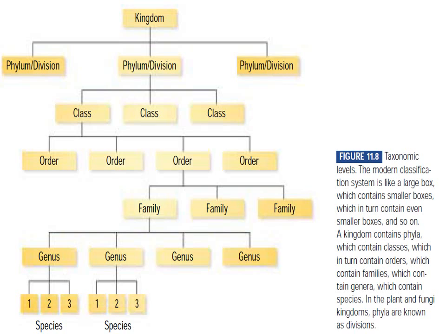Here we can see our summary of the different taxa that we've been studying. So the kingdom can be divided into phyla, phylum singular. The phylum can be divided into classes. A class can be divided into orders. Orders can be divided into families. Family into genera or genus, and then genus into species.